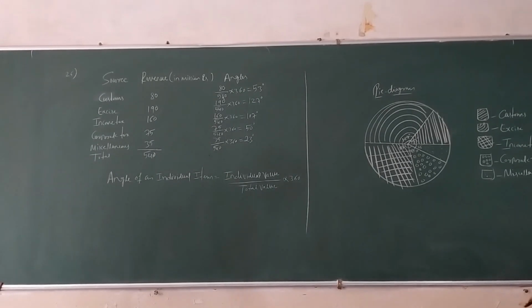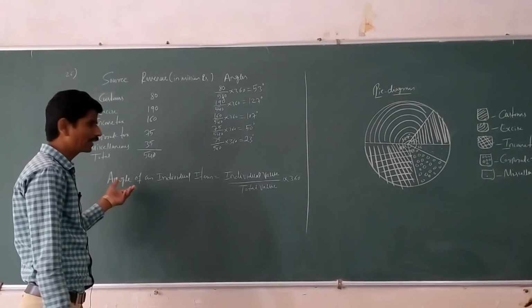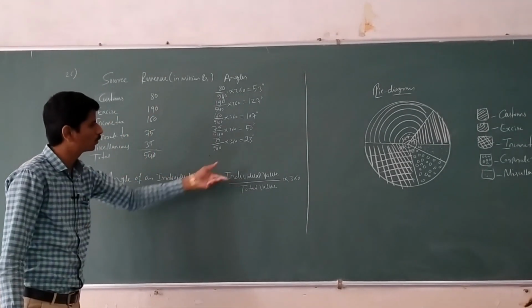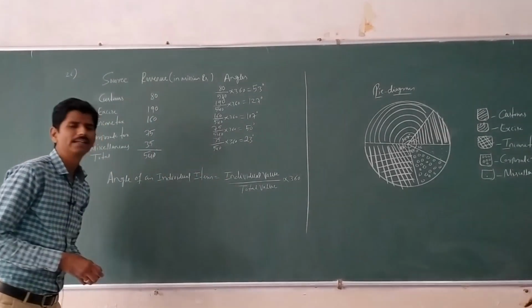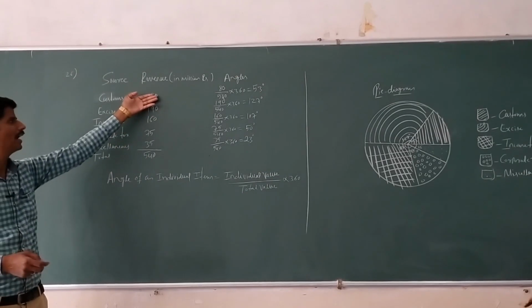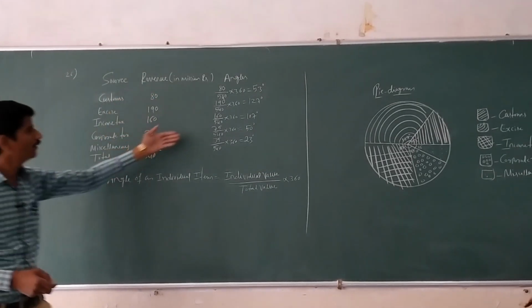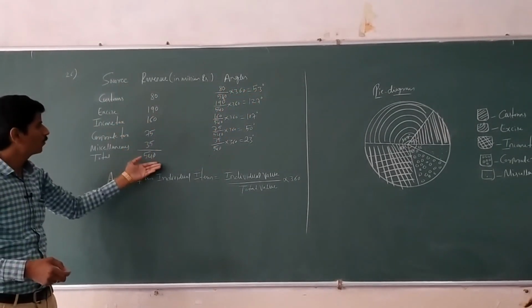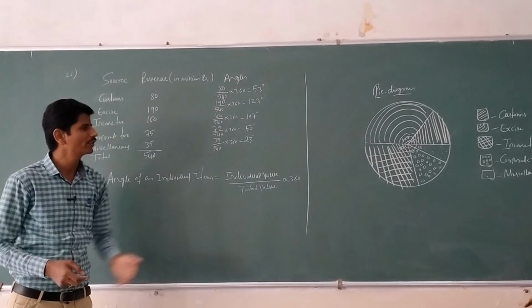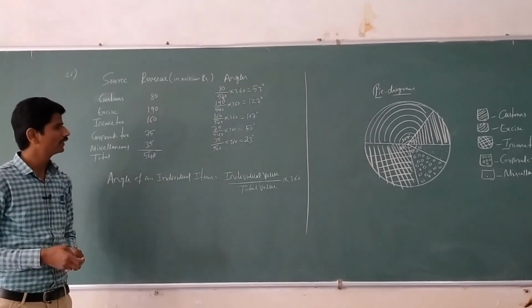Okay, it is about the pie chart 26th problem. Here, first we have to find the angles. The angle of an item is equal to the item value divided by the total value into 360 degrees. The item value is 80 and the total is 540. 80 divided by 540 into 360, then we get 53 degrees. The next, 190 divided by 540 into 360, then we get 127, and so on. 35 divided by 540 into 360, then we get 23 degrees.